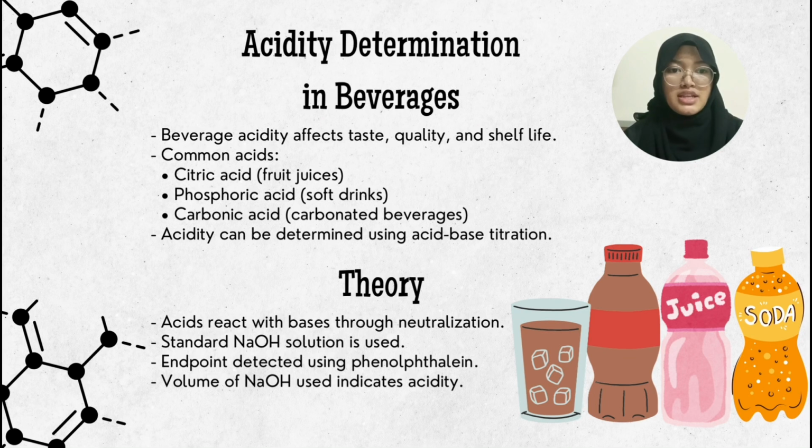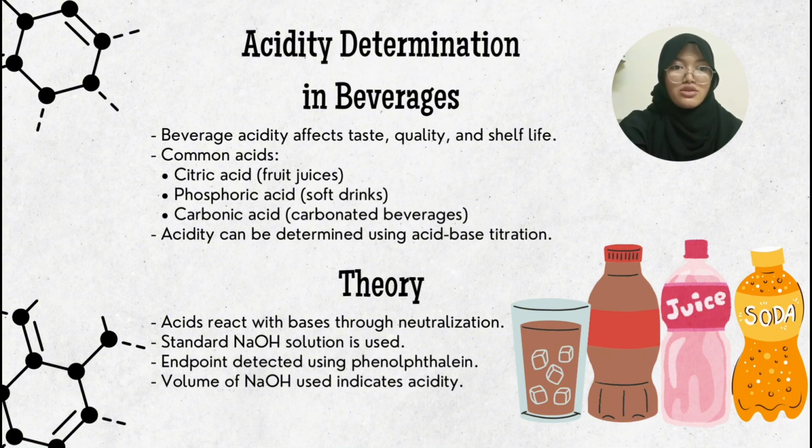To determine the acidity of a beverage, acid-base titration is commonly used. This method allows us to accurately measure the amount of acid present in the sample. As for the theory, the principle behind this analysis is the neutralization reaction between an acid and a base. During the titration, the standard sodium hydroxide solution, or NaOH, is slowly added to the beverage sample. The acid present in the beverage reacts with the NaOH until neutralization is complete.